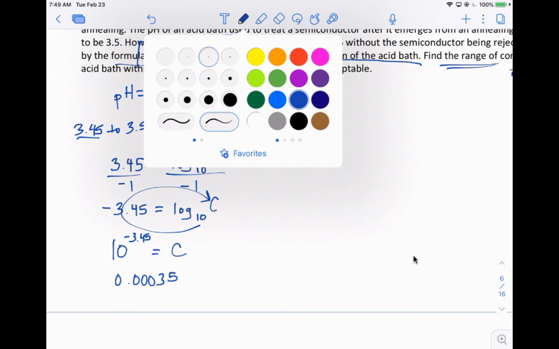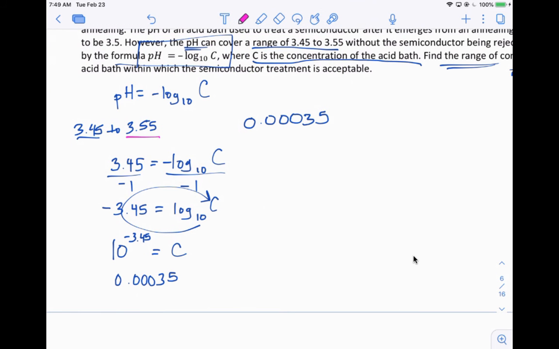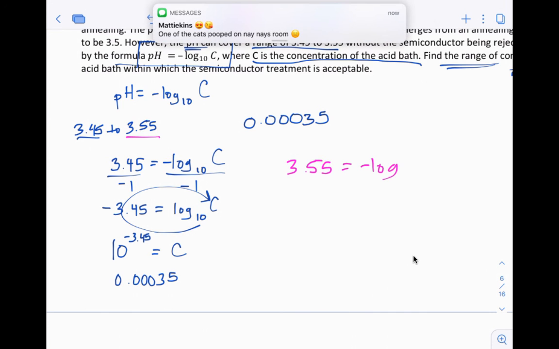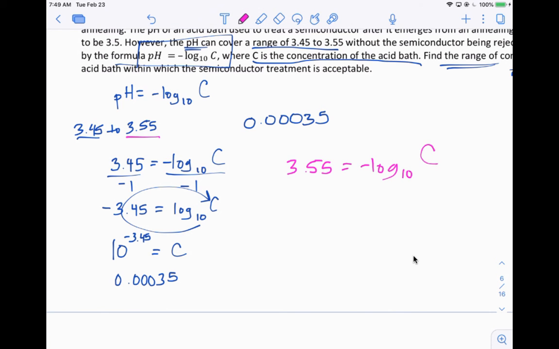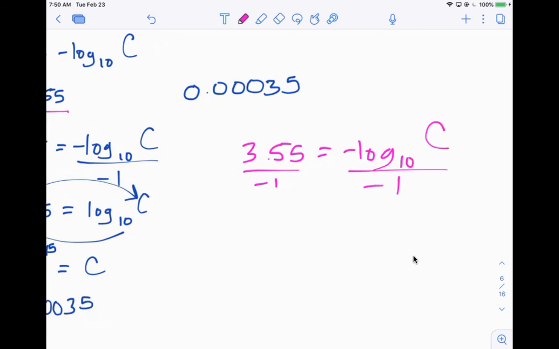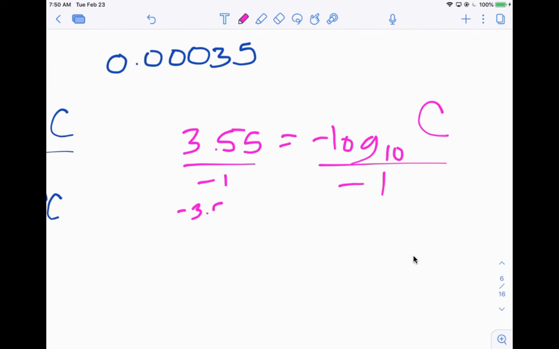What's the top of our range here? Let's repeat this process with 3.55. So 3.55 is equal to negative log base 10 of C. Again, no negative log, so we will have to divide by negative 1. Almost exactly the same moves as last time. Negative 3.55 is equal to log base 10 of C. Again, we'll undo it. 10 was the base. That is now the exponent, and that is the answer.